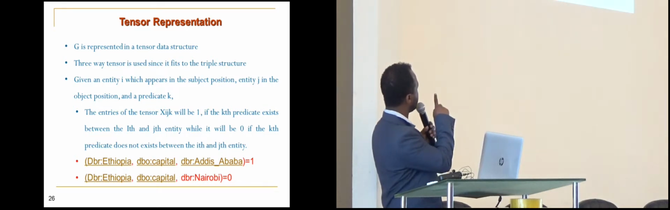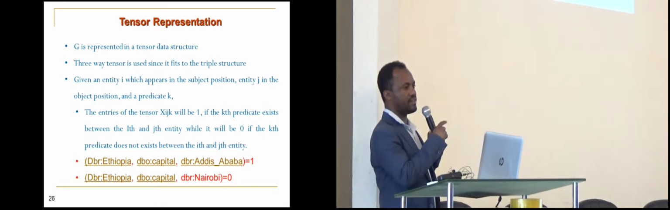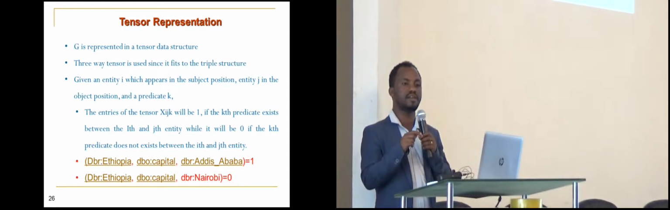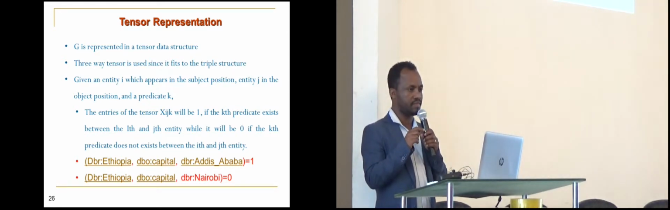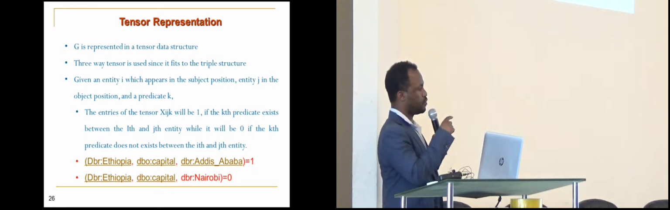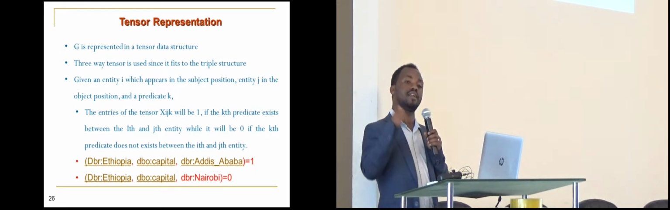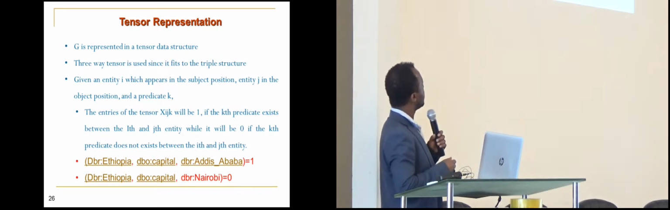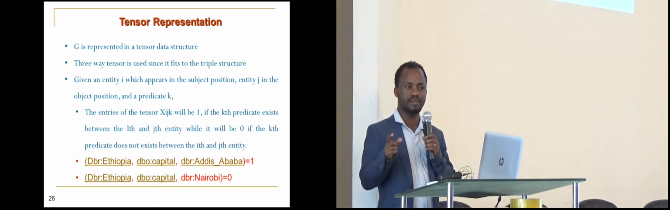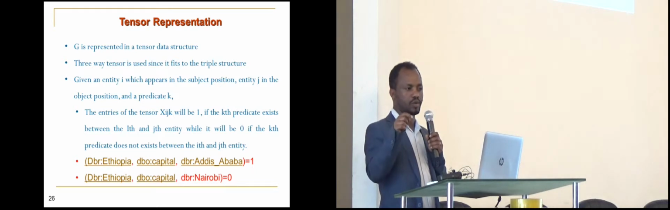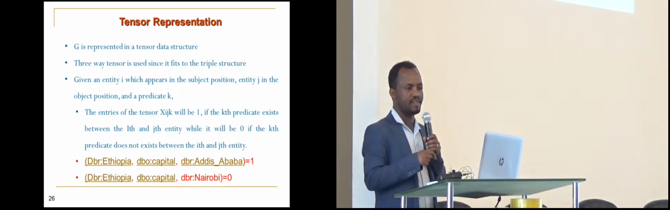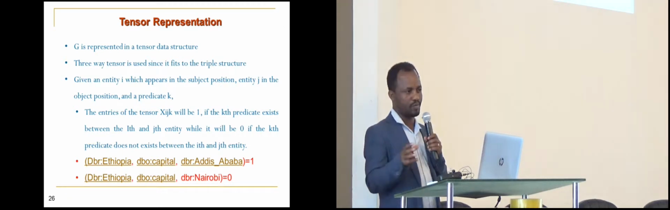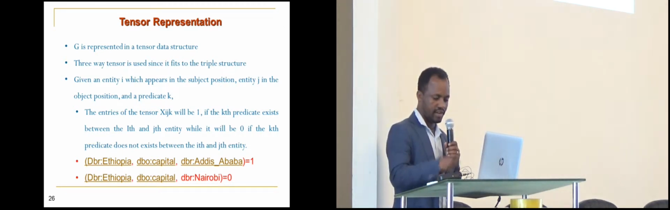Ethiopia is the subject, the relation is capital, and the object is Addis Ababa. So there is a relationship between Ethiopia and Addis Ababa by the relation capital, so the entry will be 1. But Nairobi and Ethiopia have no relationship in terms of capital, so it will be 0. So the tensor entry will be 1 or 0.